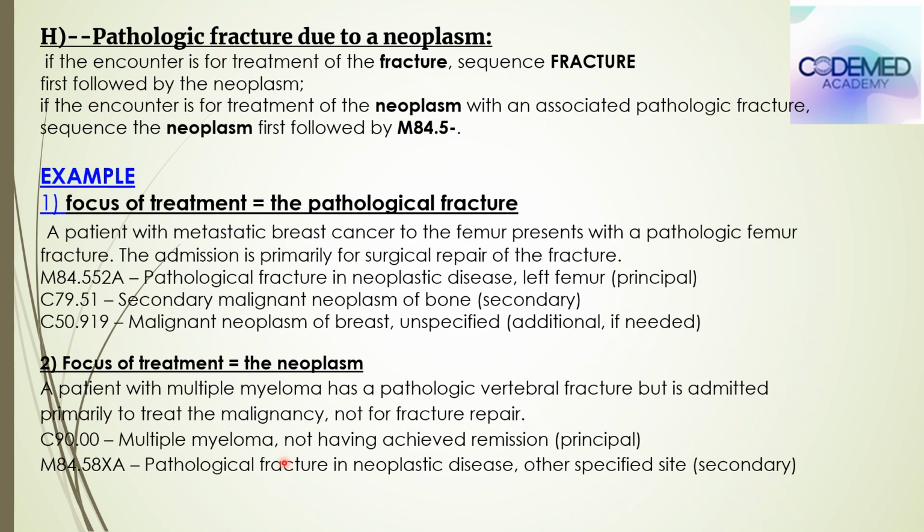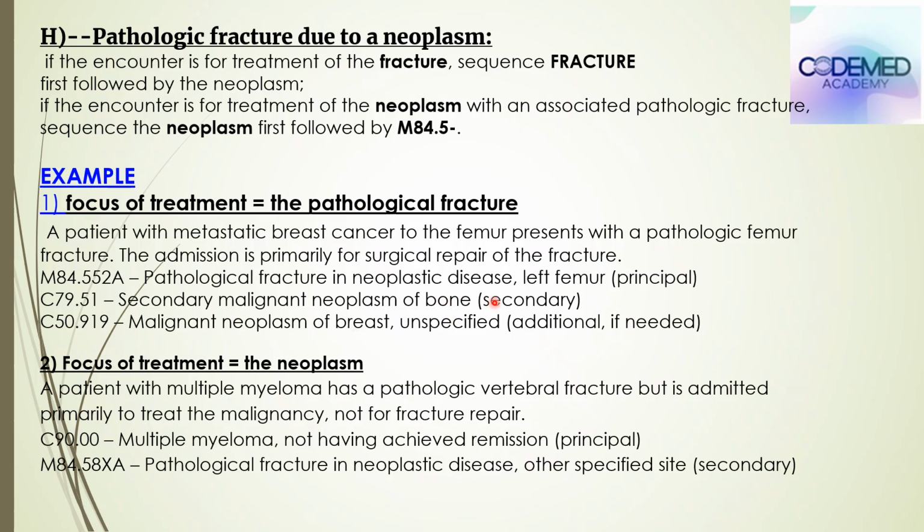A patient with metastatic breast cancer to the femur presents with a pathological femur fracture. The admission is primarily for the surgical repair of the fracture. So in that case, we will code the pathological fracture in neoplastic diseases, left femur. That will be my first code. The second code will be the secondary malignancy, because this fracture happened because there is a metastasis from the breast cancer into this particular bone. And then the third code will be the malignant neoplasm of the breast. So this is how we will code it.